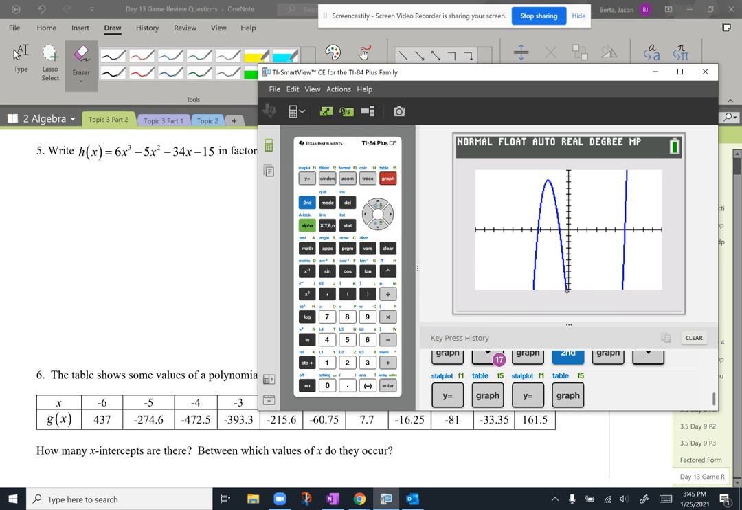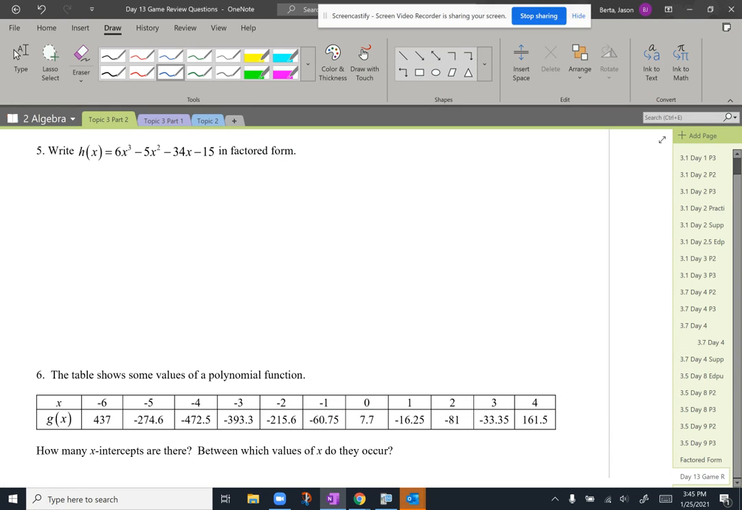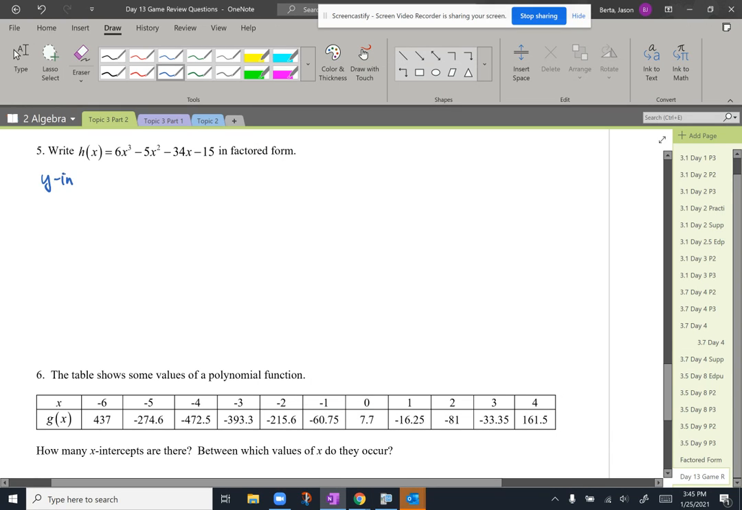First, let's look for the y-intercept. I'm just going to open up the table, which is you hit second and then graph to open up the table. And I'm looking for what the y value is when x equals 0. And it looks like it is at negative 15. So I'm going to write our y-intercept is at the point (0, -15).